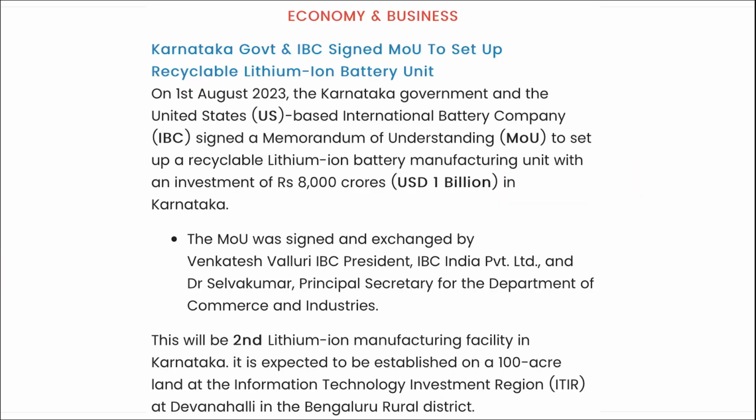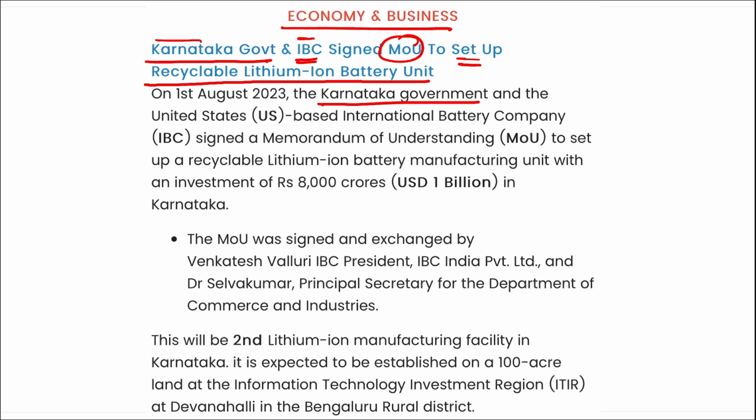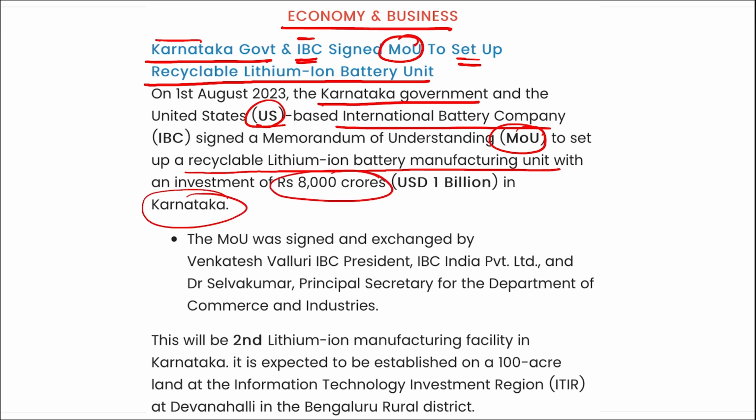Next is economy and business. Recently, the Karnataka government and IBC signed a memorandum of understanding to set up a recyclable lithium ion battery unit. I repeat, the Karnataka government and the US based International Battery Company signed this MOU to set up a recyclable lithium ion battery manufacturing unit with an investment of 8,000 crore rupees in Karnataka. That is worth $1 billion.